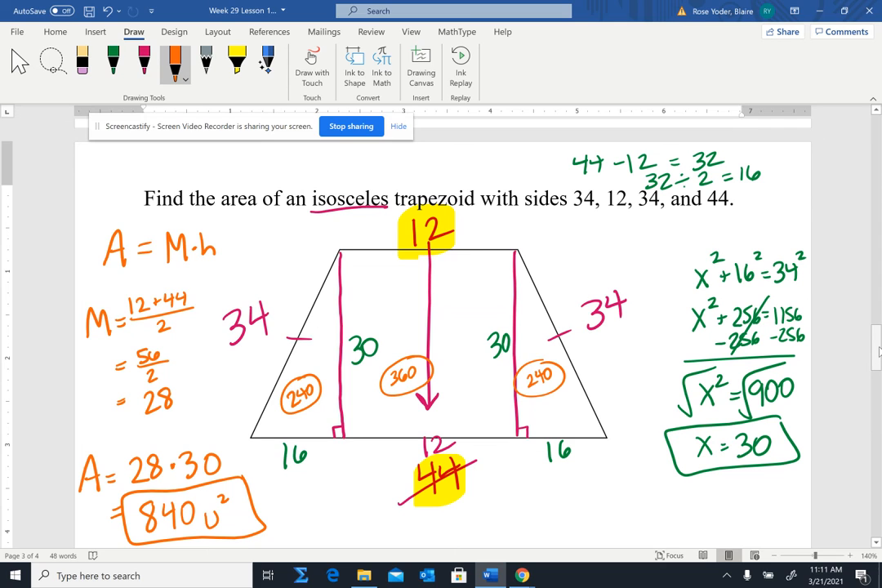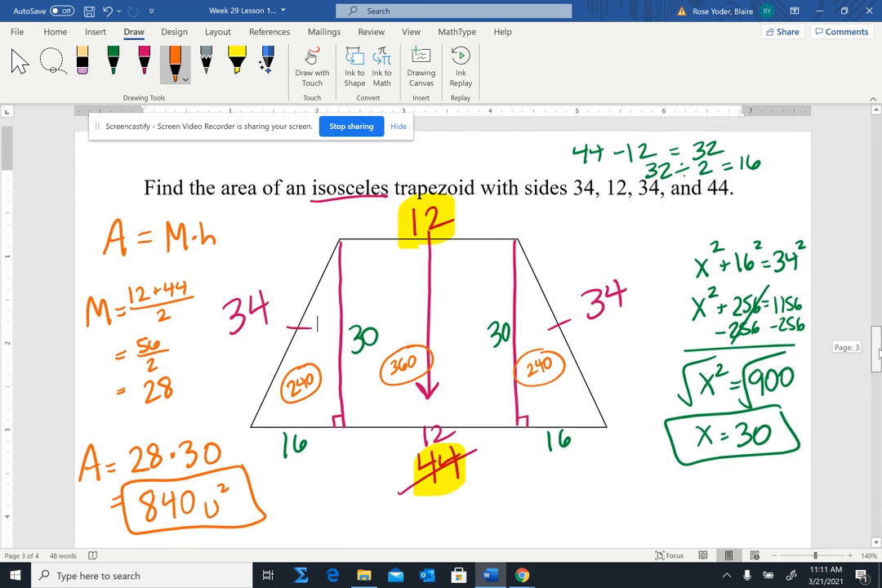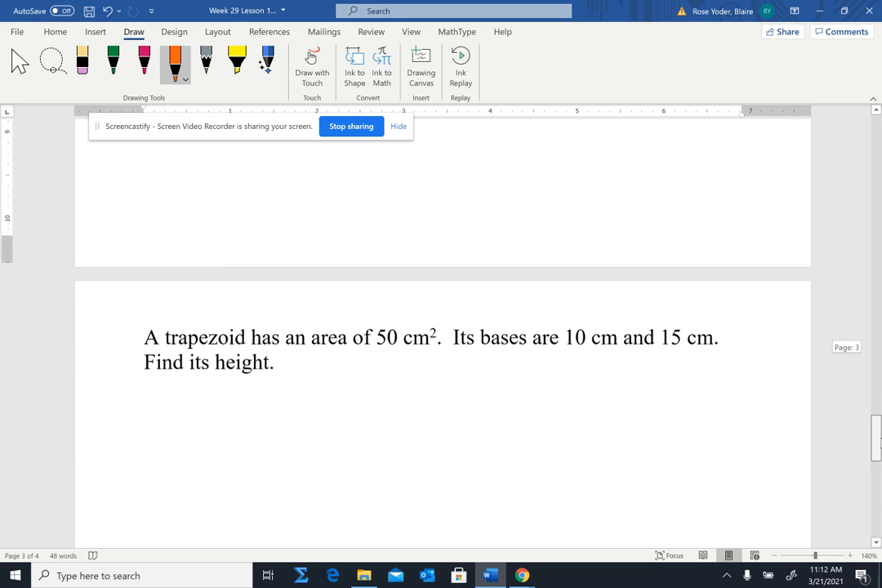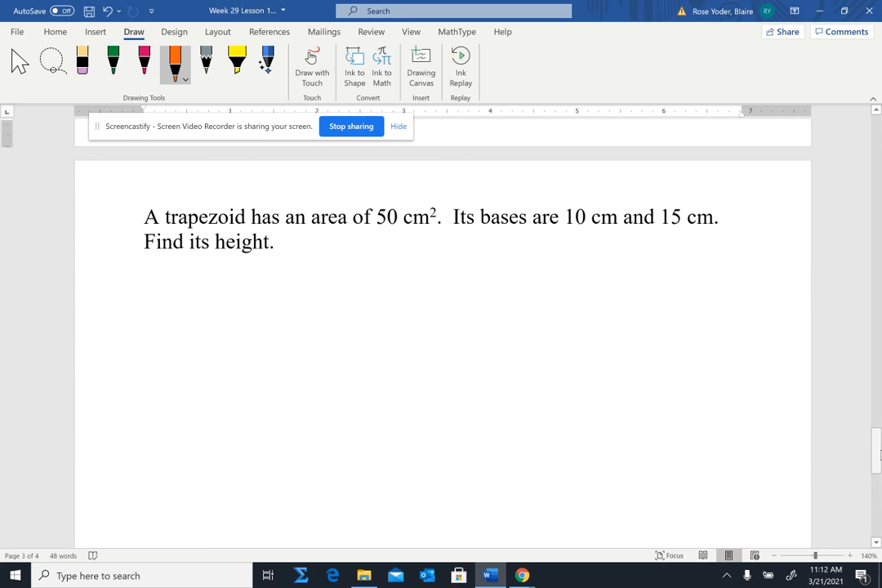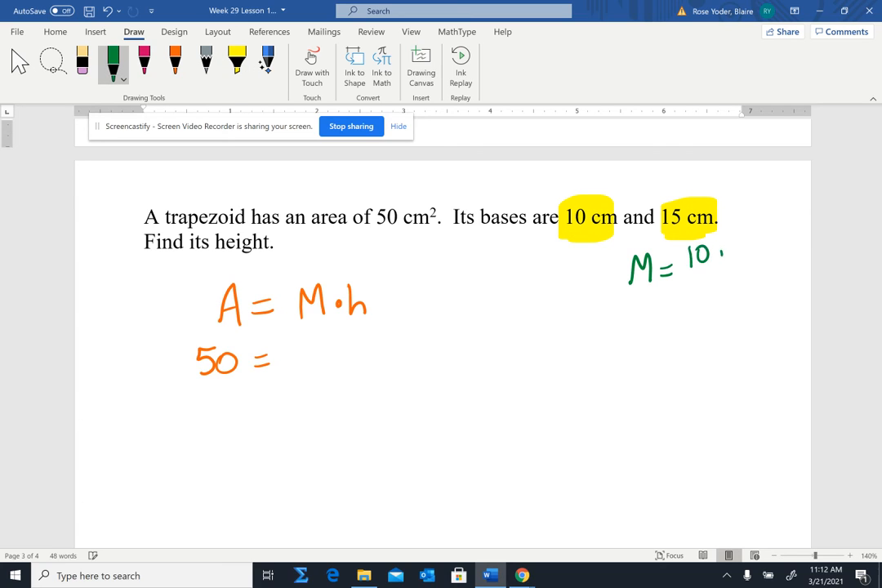I have one more problem for you. I think we will want to use the mid-segment for it. It's a working backwards problem. What do you do if you know the area and you're trying to find the height? So first thing I do is write down the formula. And then I say to myself, what do I know? I know that the area is 50, so let me plug that in. Do I know the mid-segment? No, but I can find it really quickly because I know the two bases. So let me add them up.